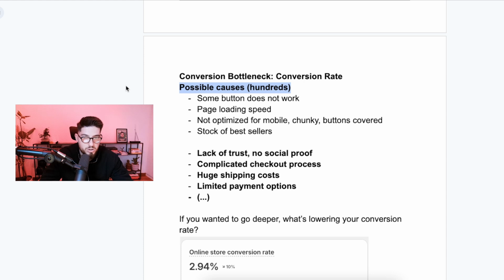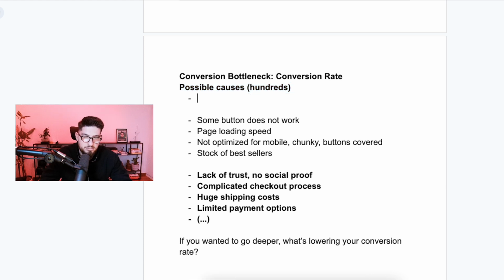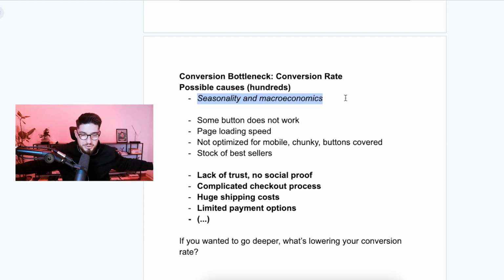So possible causes: seasonality and macroeconomics. This could be, but there's nothing you can do about it. So I'll just put it here because it can be the case. Conversion rate drops, like if there's a war, conversion rate is going to drop. If there's a crisis, or if it's January and people overspent in Black Friday and Christmas, of course, your conversion rate is going to be lower. Don't compare January to December.